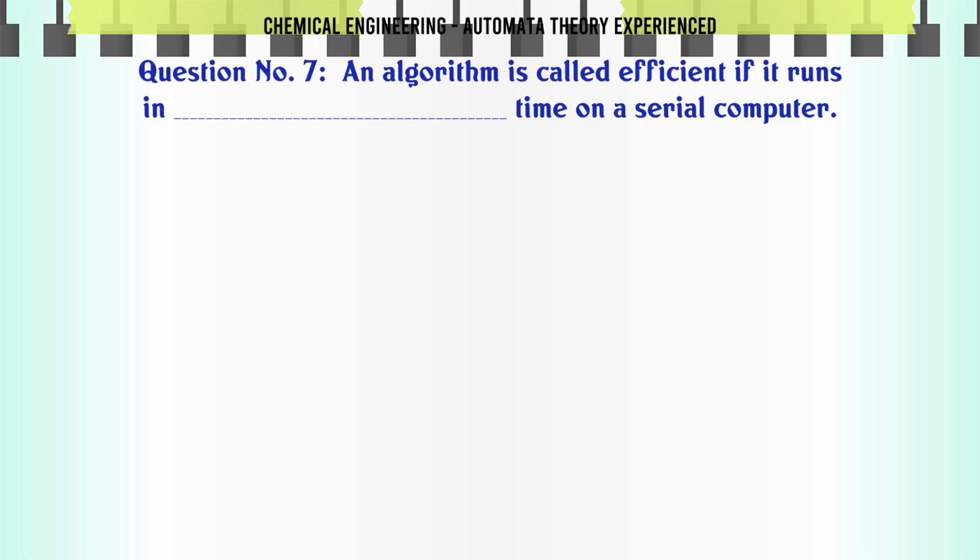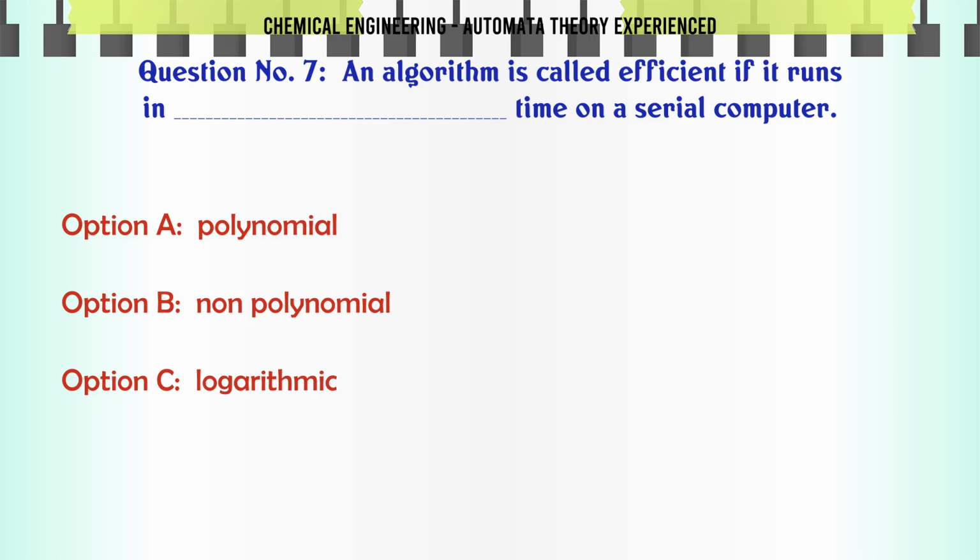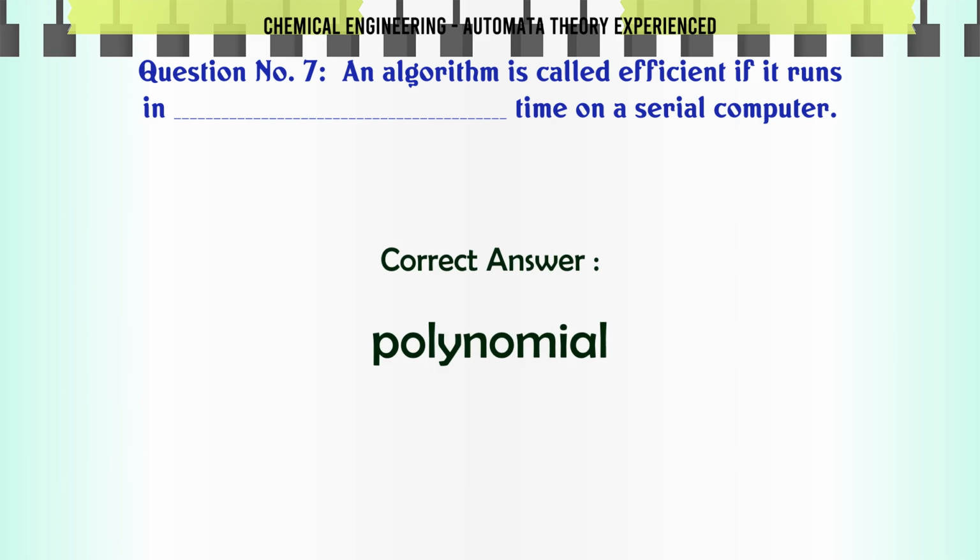An algorithm is called efficient if it runs in time on a serial computer. A) Polynomial, b) Non-polynomial, c) Logarithmic, d) None of the mentioned. The correct answer is polynomial.